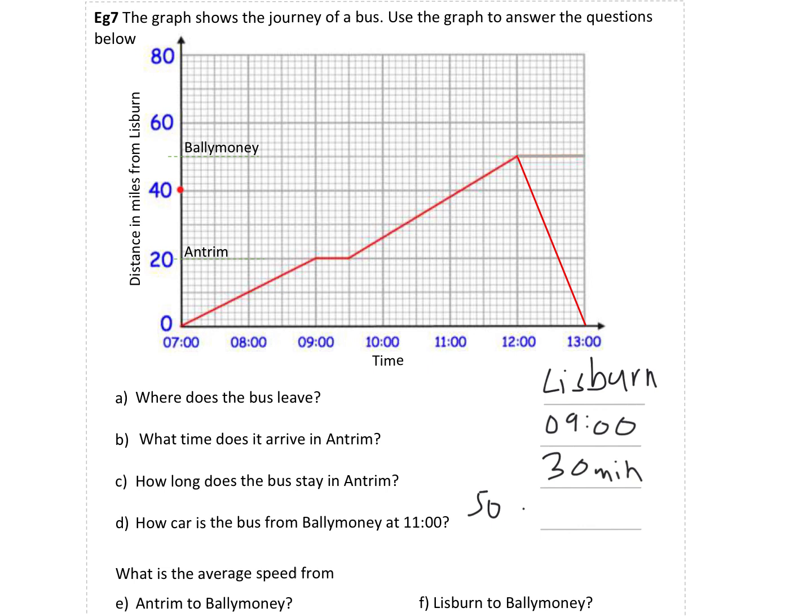See again, 20 is the value of those 10 squares there. So if 10 squares is worth 20, 1 square would be worth 2. So 40 take away 2 is 38. So 50 minus 38. At 11 o'clock, it's 38 miles from Lisburn, and Ballymoney's 50 miles from Lisburn, so he's 14 miles away from Ballymoney. Should say the bus's.